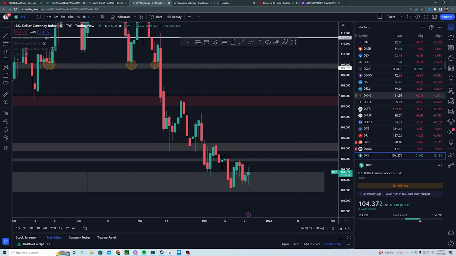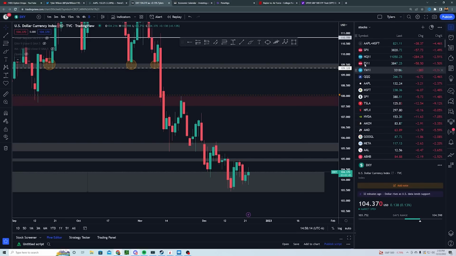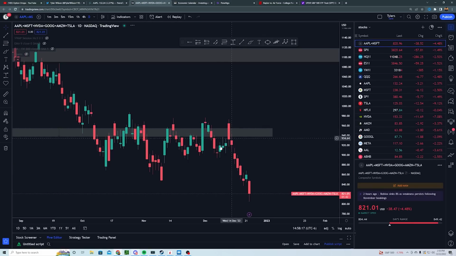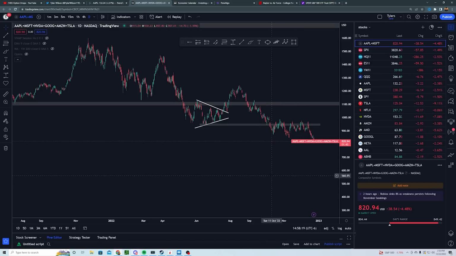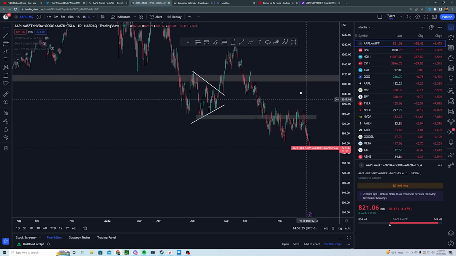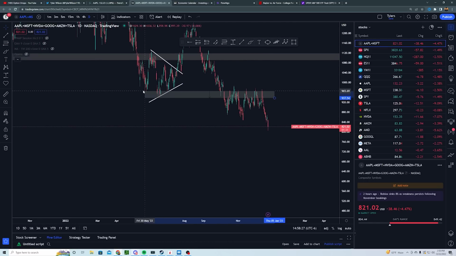The last thing I'm going to show you is the Big Six chart. This is on TradingView. The really cool thing about TradingView is you can make your own little ETFs. This is the Big Six: Apple, Microsoft, Nvidia, Google, Amazon, Tesla. You combine them all and make your own little mini ETF. Look at the price action here, people. I'm not making this up. This is just what's happening.